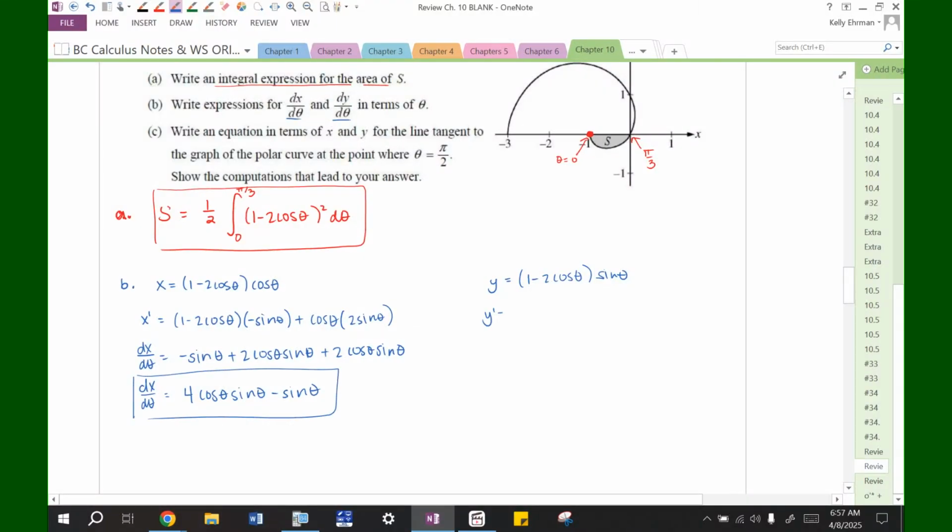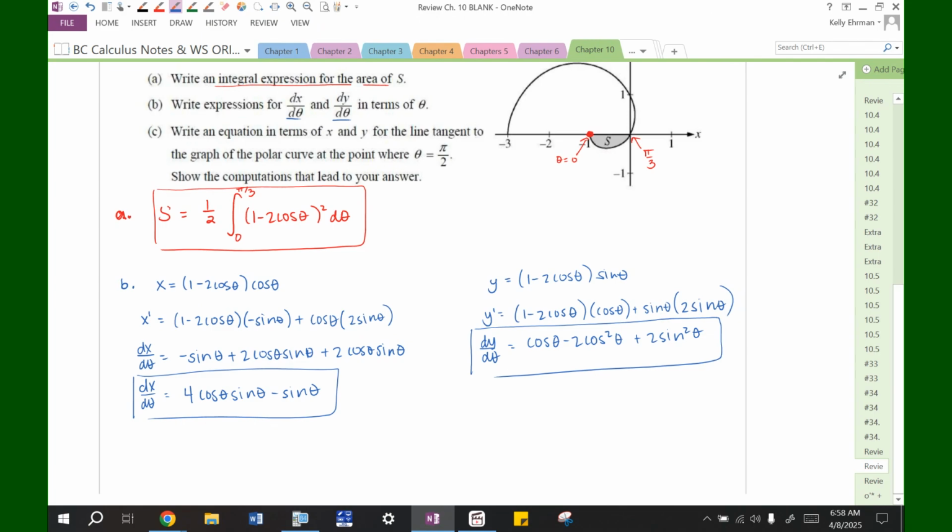Similarly for y prime, it's first times derivative of the second plus second times derivative of the first. Cleaning it up, you get cosine theta minus 2 cosine squared theta plus 2 sine squared theta. Cosine squared minus sine squared is equal to cosine 2 theta, but there's no reason to use a trig identity here. I think you can just leave it.